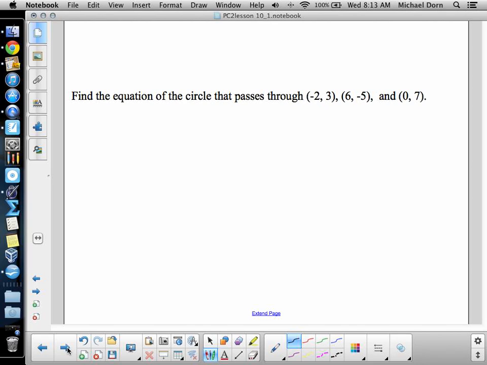Find an equation of a circle that passes through 3 points. This is a tricky little situation when we do this. We're not giving you the center of the circle, but we're giving you 3 points on the circle.